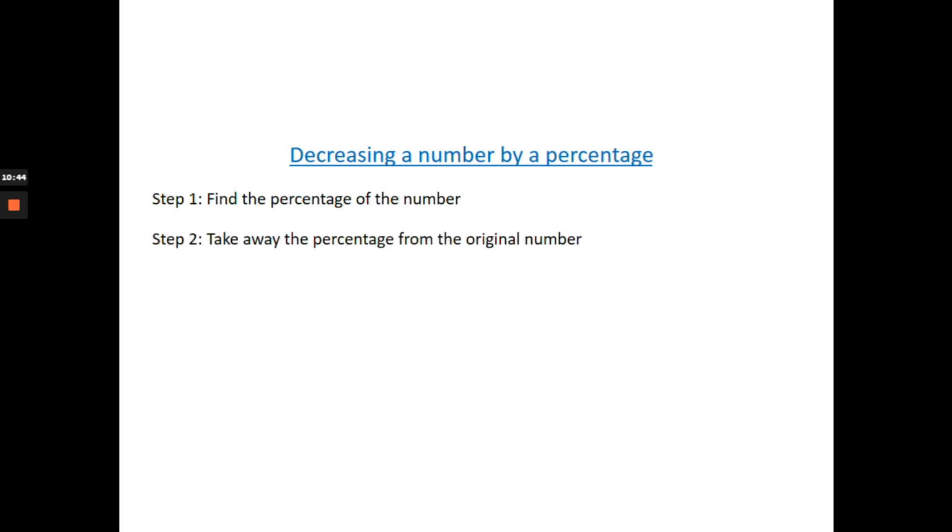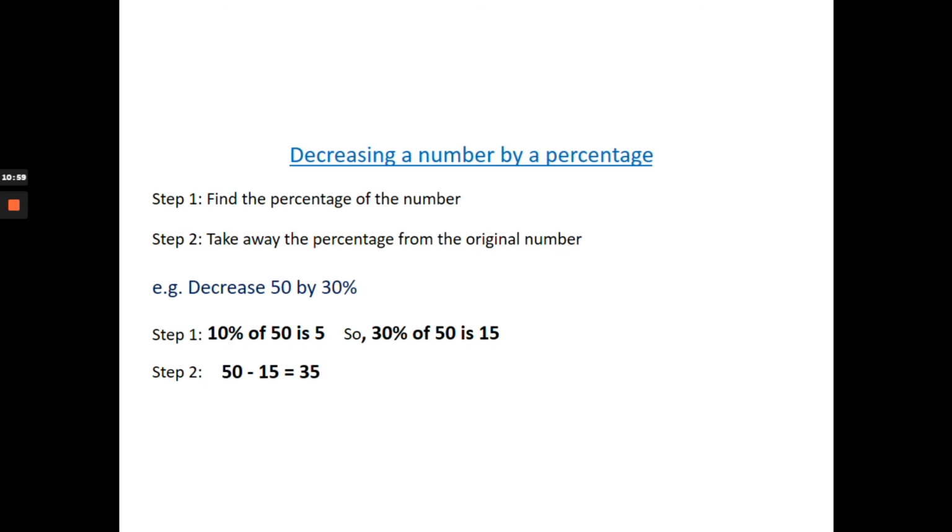So this time I've got the same steps, find a percentage of a number, but this time you take it away from the original number. So decrease 50 by 30%. Step 1, 10% of 50 is 5. 30% will be 15. Step 2, take it away. 50 decreased by 30% equals 35.